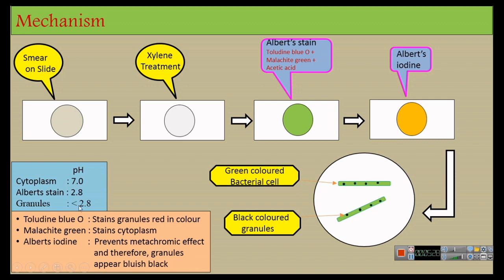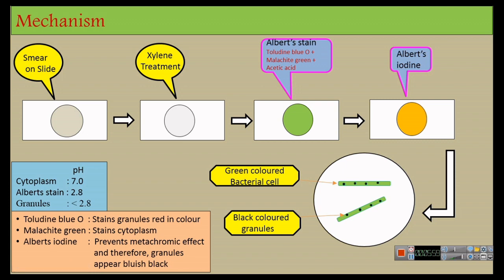The granules are made up of polyphosphates and hence they are highly acidic in nature. That means they are highly negatively charged. Thus, Albert's stain is acidic to the cytoplasm but basic to the granules because the pH of cytoplasm is 7 and the pH of Albert's stain is 2.8 and granules are more acidic than the stain. Therefore, the toluidine blue immediately stains the granules red in color and malachite green stains the cytoplasm green in color.